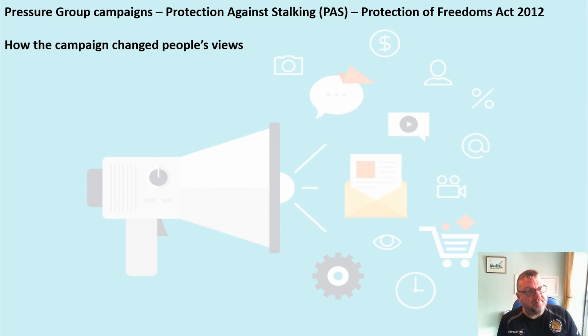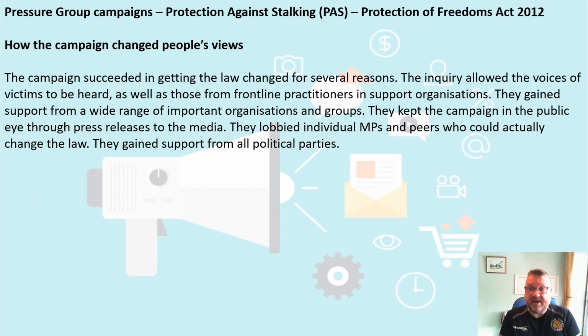So what happened? Well, the campaign succeeded in getting the law changed for several reasons. The inquiry allowed the voices of victims to be heard, as well as those from frontline practitioners and support organisations. They gained support from a wide range of important organisations and groups. They kept the campaign in the public eye through press releases to the media. They lobbied individual MPs and peers who could actually change the law. And they gained support from all political parties.